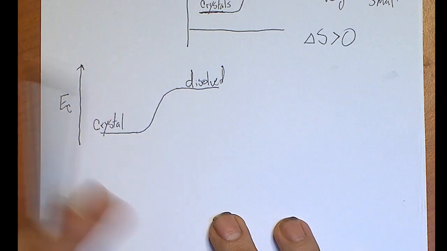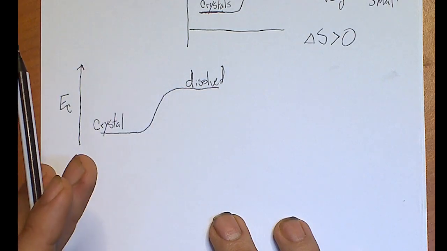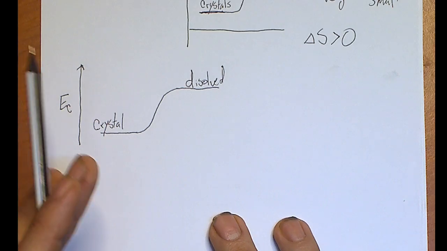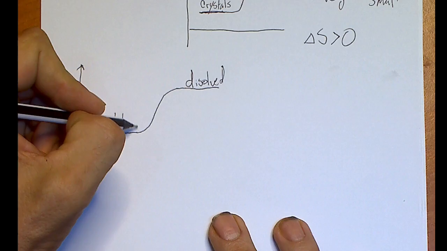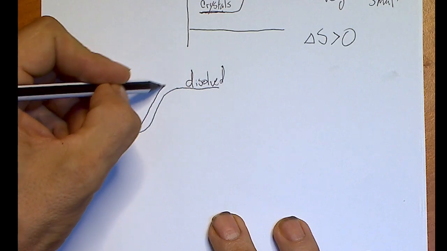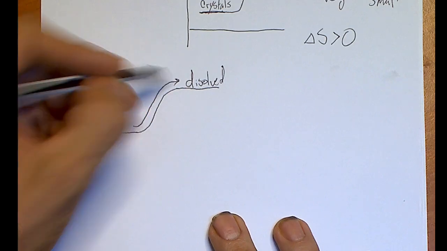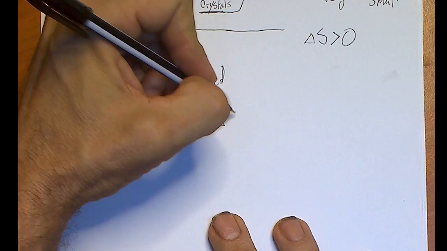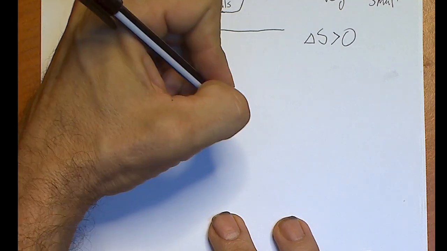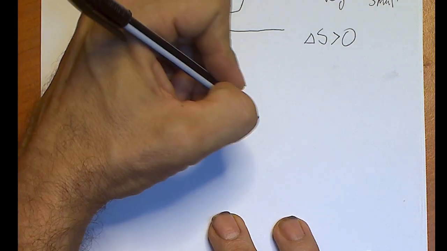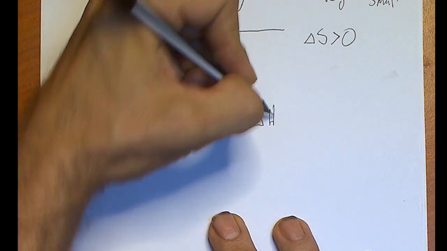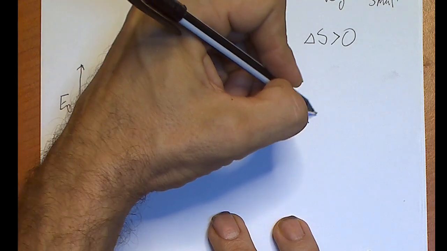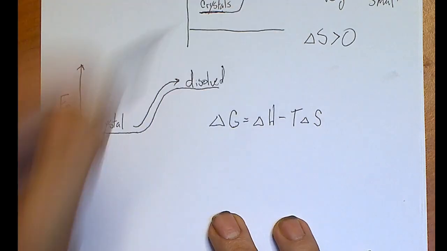The salt wants to spread out in the water so badly. The crystals are too perfect. They have to be destroyed. And so the entropy will drive it up this mountain. And again, if we go back and look at the equation for Gibbs energy, the change in Gibbs energy is equal to the change in enthalpy minus temperature times the change in entropy.